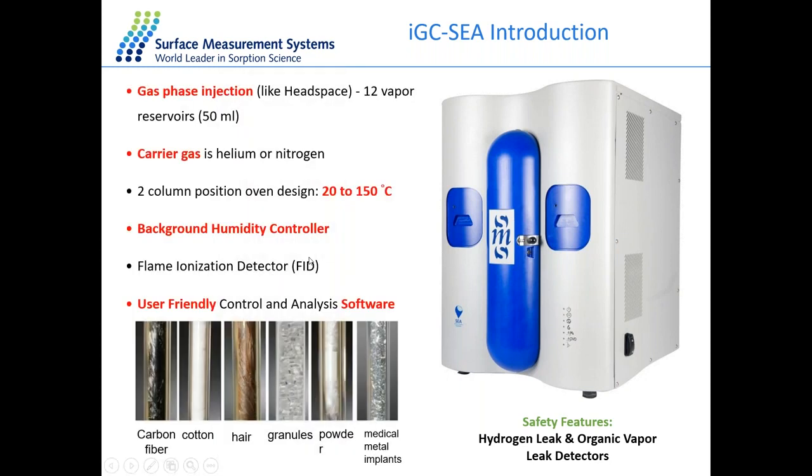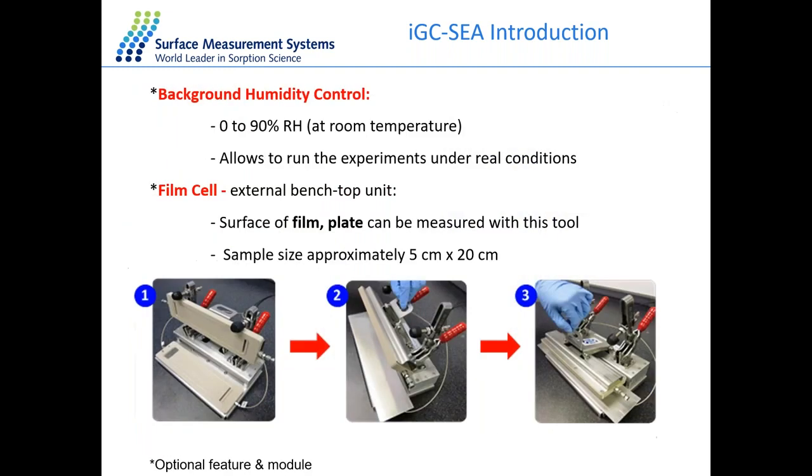The detector for the system is the FID detector. It's very sensitive for organic vapors. And we also have the option to equip a background humidity controller inside the system that allows you to do the experiment at different humidities to simulate the conditions in the real application. So you will find some interesting results about the humidity effect on the surface property, for example, how the surface property is changing with humidity, or how the surface energy changes with increasing humidity.